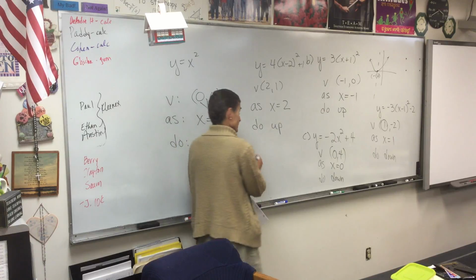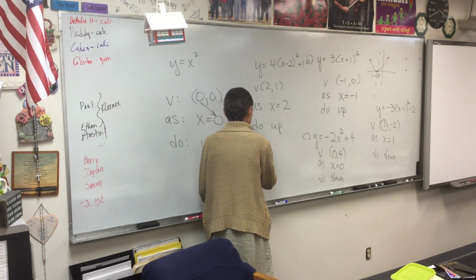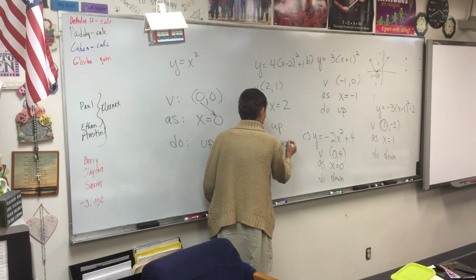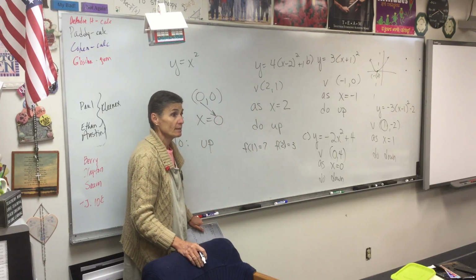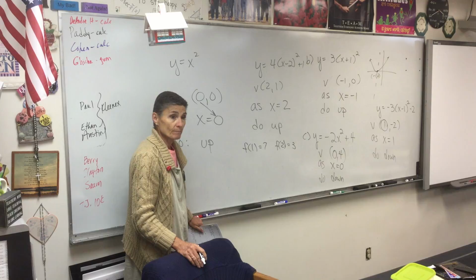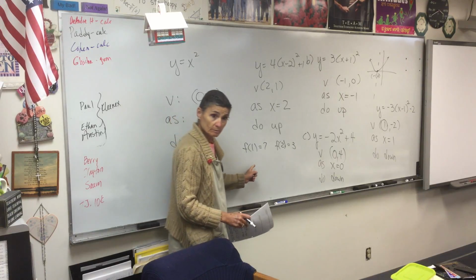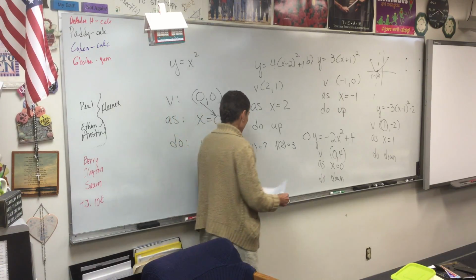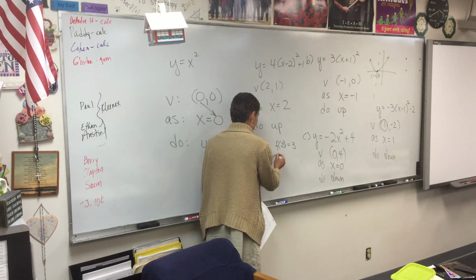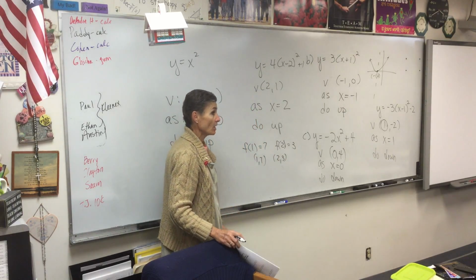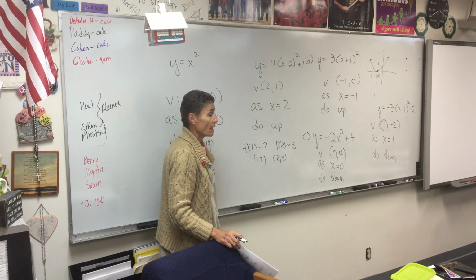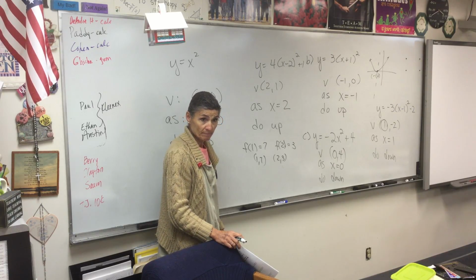I'm going to give you 2 things like this. F of 1 equals 7 and F of 2 equals 3. And I'm going to say, write the equation of the linear function. So we think of these as ordered pairs, right? We find the slope, and then do y equals mx plus b. One question on the quiz, just like that.